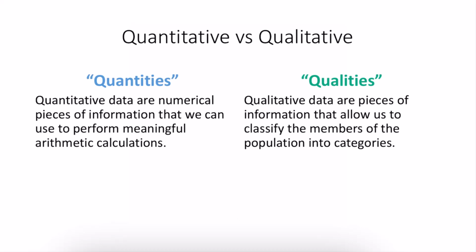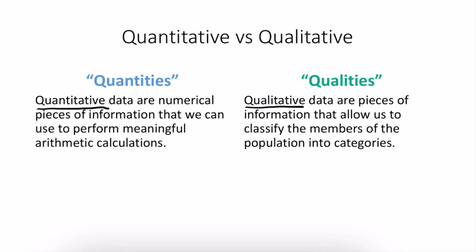All right, so when we're looking at quantitative versus qualitative data, the difference between them is the type of data that you're collecting. Qualitative data are pieces of information that allow us to classify the members of the population into categories. And these categories could be anything. It could be the color of your eyes. It could be your political party affiliation. It could be the neighborhood you live in. But they're qualities that allow you to classify the members of the population into categories.